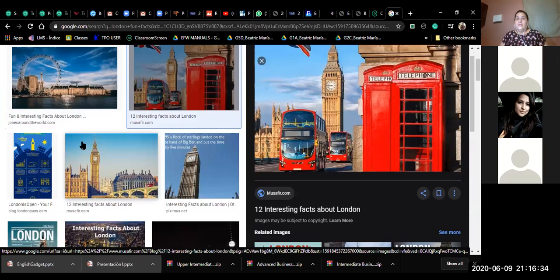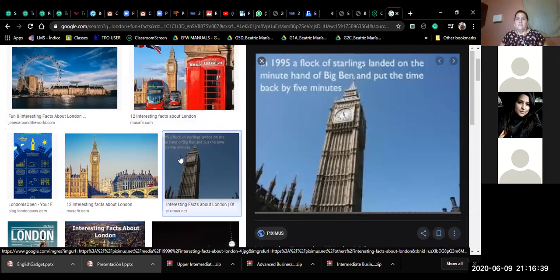The buses' names are Routemaster. Okay, Routemaster. Also a red telephone box. At least I think these are historical topics that I want to travel to London someday.